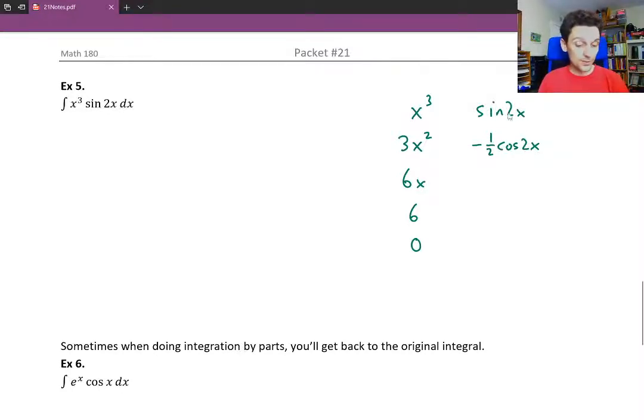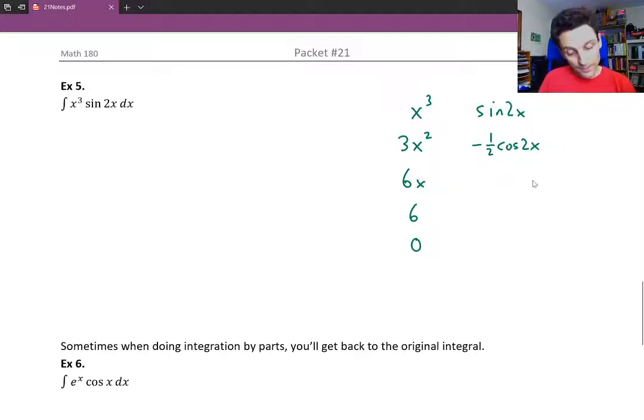Or if you wanted to, you could do a u substitution and let u equal 2x. That would be like the previous packet 20's technique. But that's a little bit overkill for here. Let's just think about integrating sine 2x, and you're going to get negative 1/2 cosine 2x. You can always double check by taking the derivative and making sure that you get back to sine 2x.